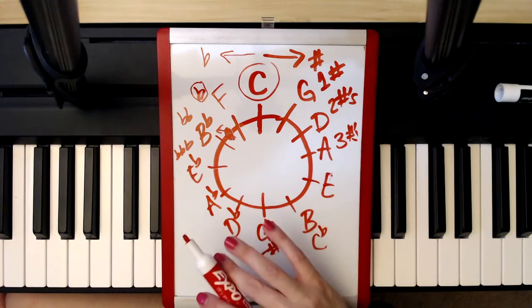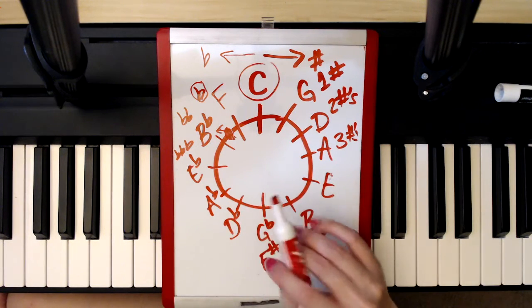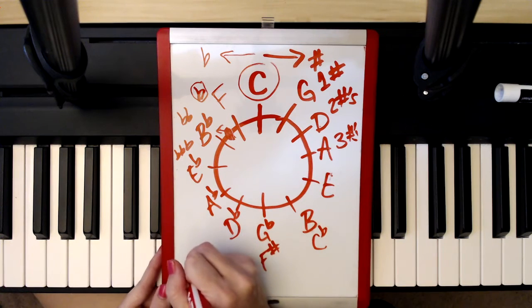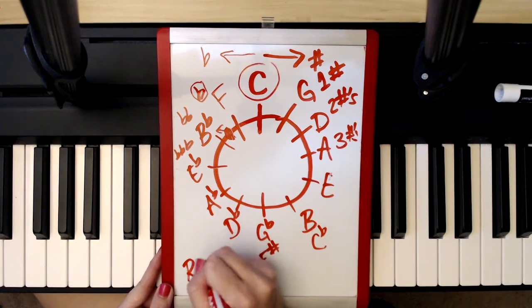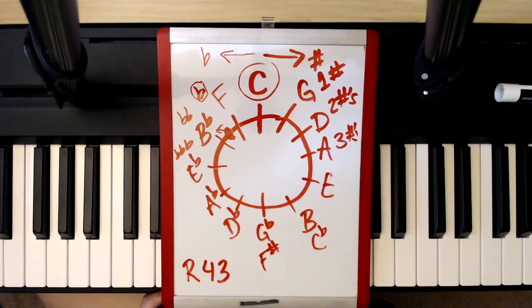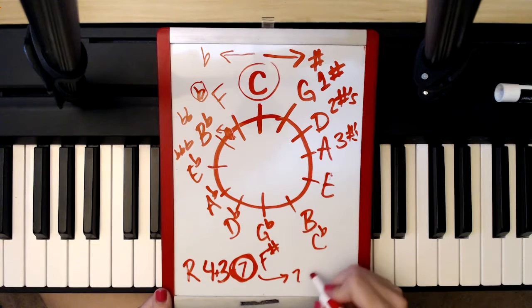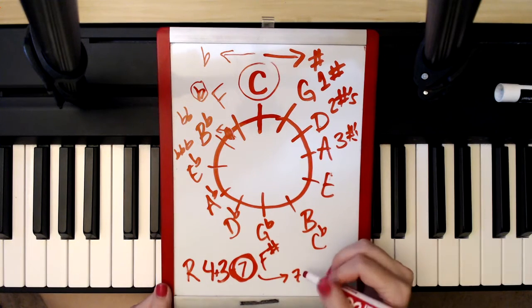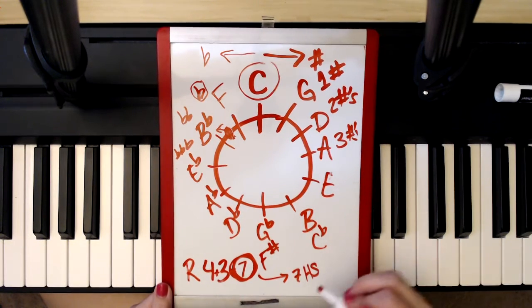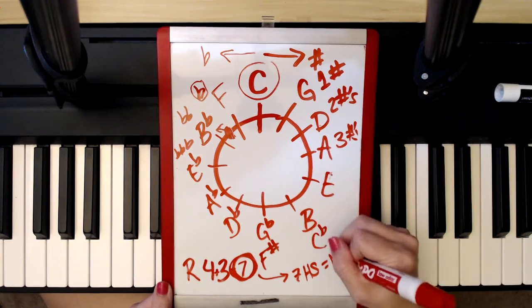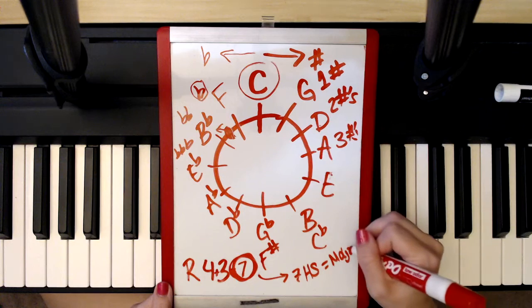I'm going to take you back to that C major chord that we learned earlier in the previous video. Root, 4, 3. Okay, if you add 4 plus 3 together, that equals 7. 7 is a magical number. 7 is what gives you 7 half steps. I abbreviate it like this, 7HS, 7 half steps, equal a major fifth.